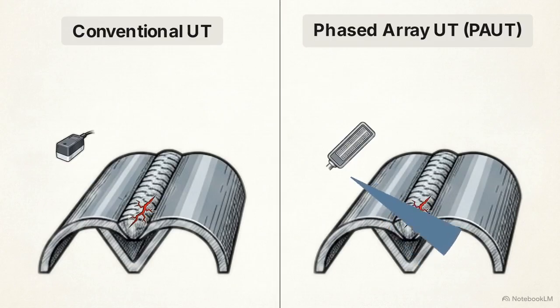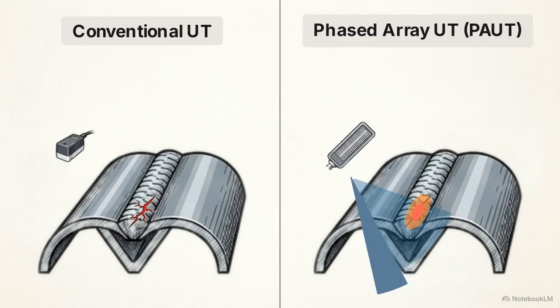This comparison illustrates phased array UT. Instead of a single pulse, an array of up to 128 elements electronically steers sound waves in a sweeping radar pattern, instantly generating a cross-sectional image of the weld. This technology is actively replacing traditional radiography.